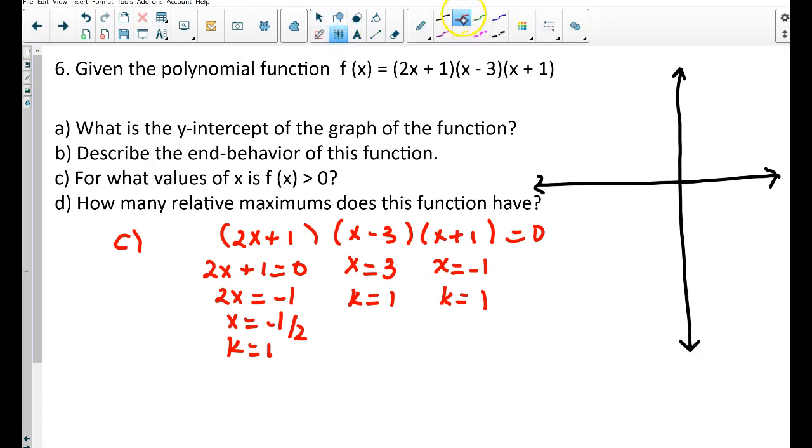And so what I'm going to do is I'm going to graph those three roots. And let's see, on the y-axis, it's negative 3, and that's positive 3. And so we have, again, a root at negative 1/2, negative 1, and 3. And we know that it just passes through each, and the end behavior was this. So the function will look like this.